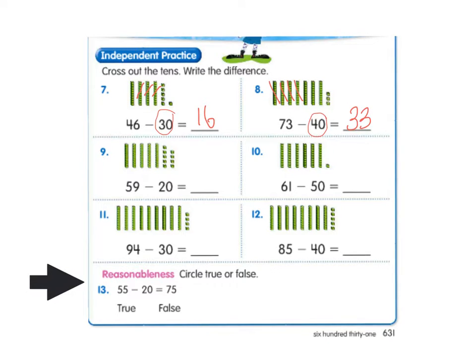Number 13 says circle true or false. Okay, it says 55 minus, which remember means you're taking some away, your number shouldn't get bigger, equals 75. So is that true or false? You decide. When you're finished, go on to the back.